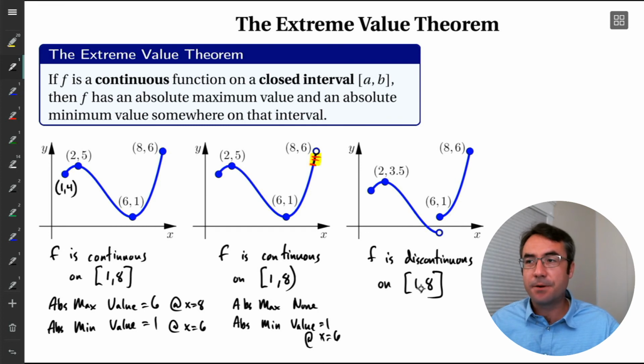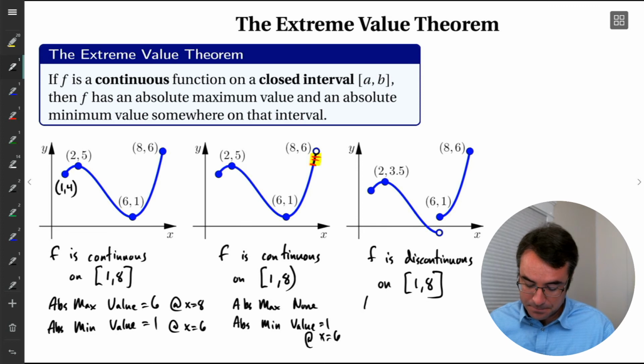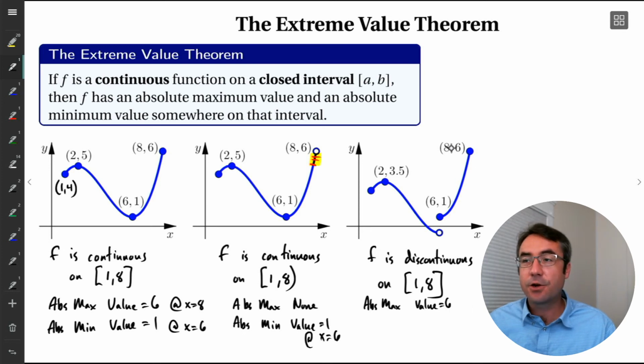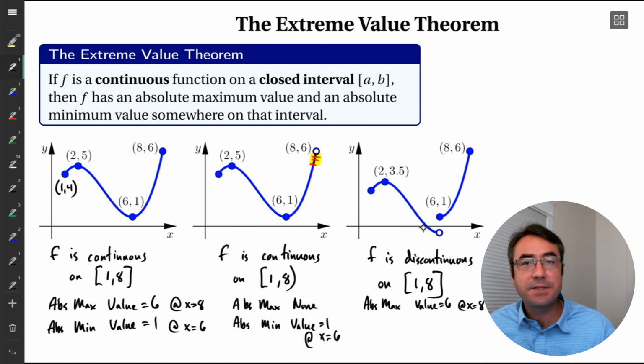Let's see what's going on over here. So this one actually has an absolute max. So the value is 6, and that occurs at x equals 8. What about an absolute min? Well, there's low points on our graph, sure, but we want the lowest point on our graph. And unfortunately, that doesn't exist. So this point right here is not on our graph. It's an open dot, so it's not included.